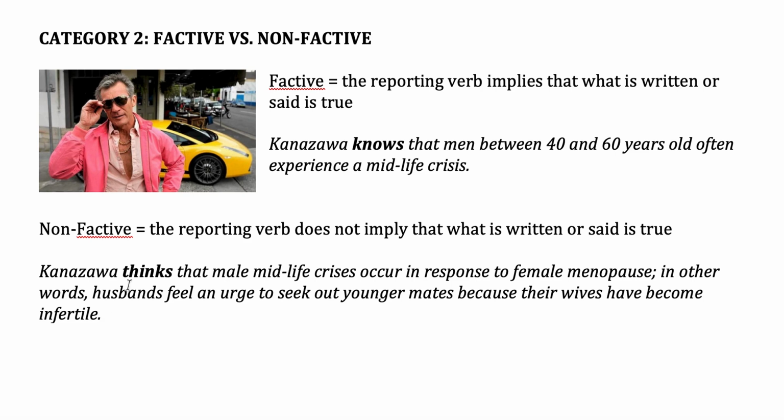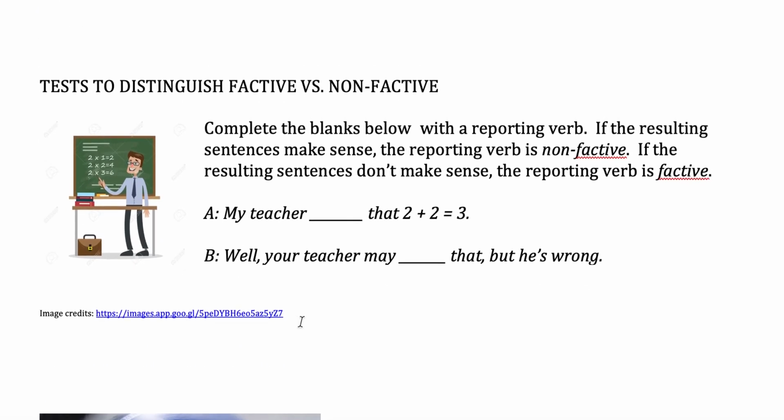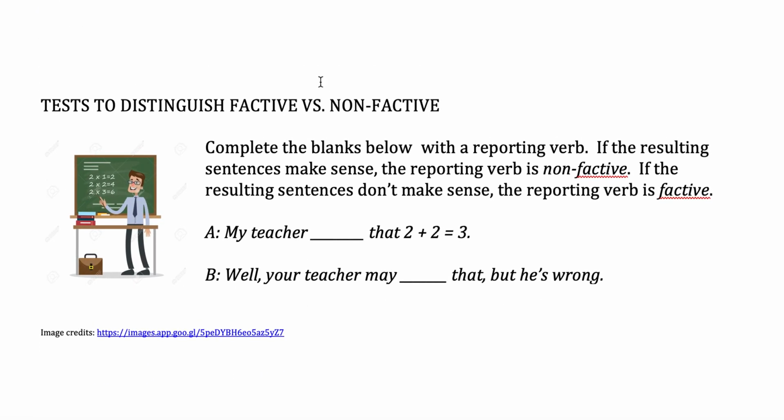All right, so take a look here at an example of a non-factive reporting verb. Male midlife crises occur in response to female menopause. Well, that may be true or it may not be true. That's how we are presenting it. All right. More on the nature of truth in a moment. Here are some tests you can use to distinguish factive and non-factive.